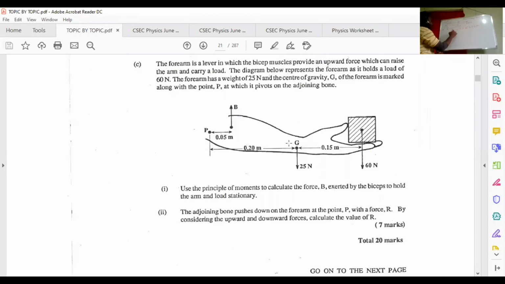So let's write that. F of 25 times D plus F of 60 times D equals the anti-clockwise, which is B, so F of B times D. Let's put in our values. F25 is 25 for force, and the distance away from your pivot point of 25 to F is 0.2. Plus F of 60, so the force is 60.